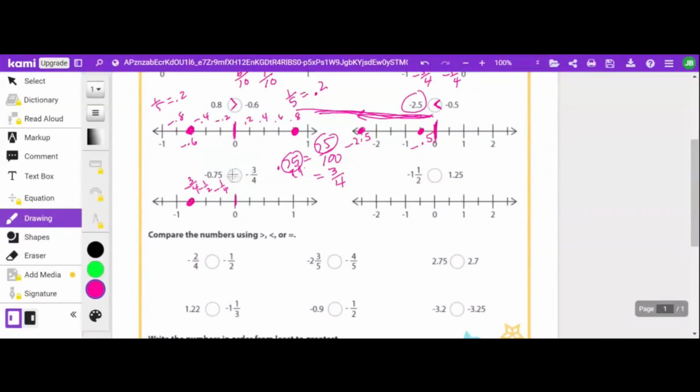So negative 0.75 and negative 3/4 are the same number. They are equal to each other. They're exactly the same number. Okay, look at this next problem. What's the first thing you notice about this next problem here? There should be something that jumps out at you right away.